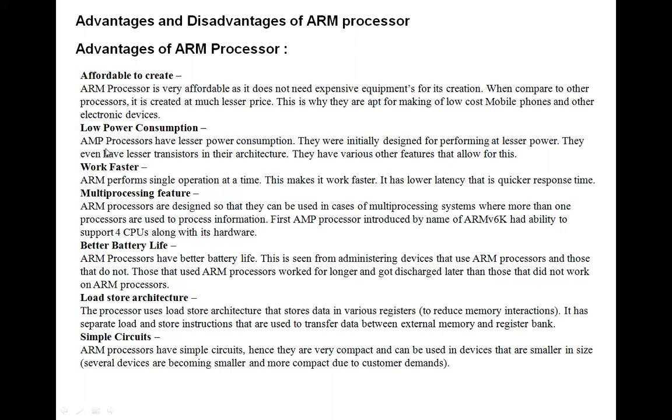That's why ARM processors have lower power consumption. They were initially designed for performing at lesser power. They even have fewer transistors in their architecture, and various other features that allow for this. So you can say it has low power consumption, because this is the beauty: fewer transistors are available in the architecture, so the power consumption is obviously lesser. This is one of the internal core features.